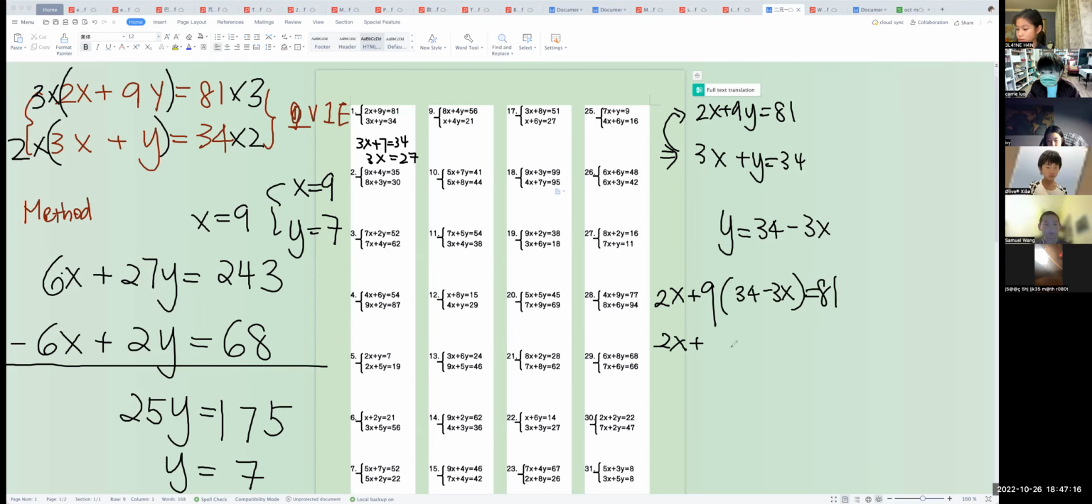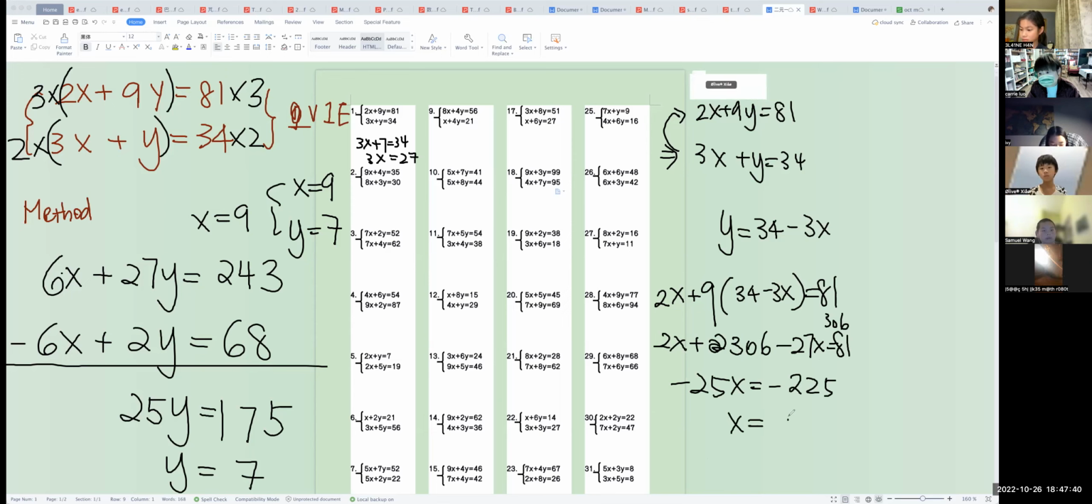So 2x plus 306 minus 27x equals 81. Okay, so you have negative 25x equals negative 225. So x equals 9. Okay, so you get it. So x equals 9, so y equals 34 minus 3 times 9. So y equals 7. Okay, so there are two ways.